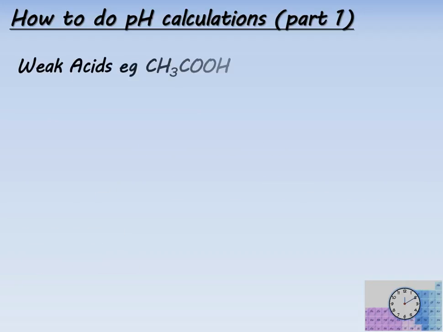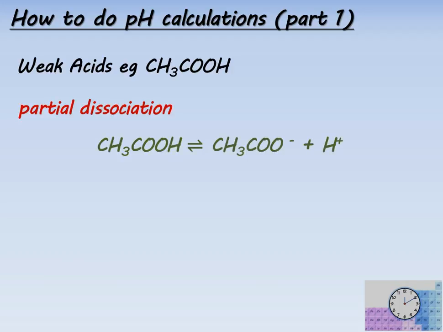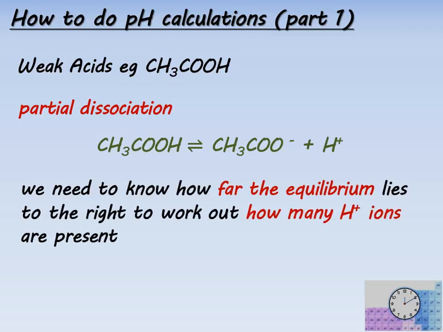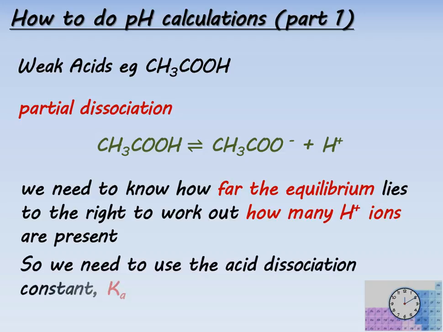For weak acids, like ethanoic acid, the definition is that they undergo partial dissociation. Consequently, ethanoic acid will dissociate like this. It's an equilibrium reaction, and we need to know how far to the right-hand side the equilibrium lies to work out exactly how many hydrogen ions are present in the solution. Not every ethanoic acid molecule will dissociate. So what we need to know here, before we can do any calculation, is the acid dissociation constant, or Ka.